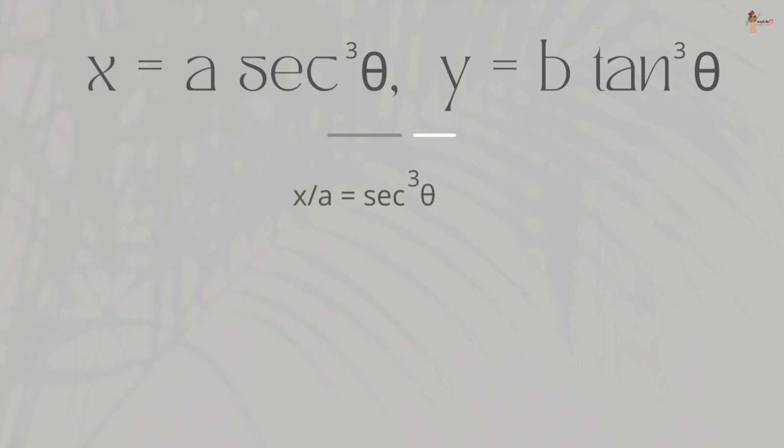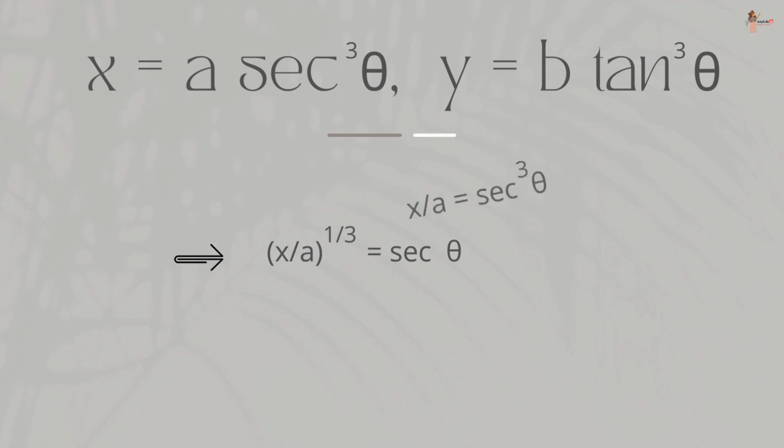Now we can say that x by a is equal to sec cube theta and x by a raised to the power 1 by 3 is sec theta.